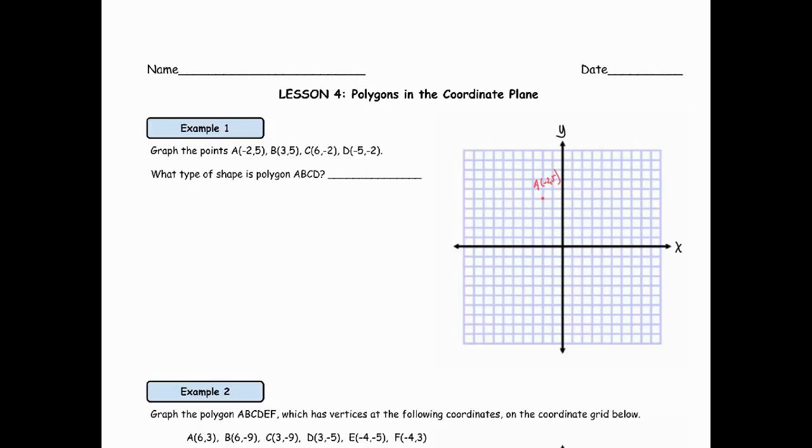B is 3, 5. So we start at the origin. We go right 3 on our x-axis and then up 5 to get B. C is 6, -2. So I start at the origin. I go right 6 and then down 2. And then lastly, D is -5, -2. So I start at the origin, I go left 5, and then down 2.